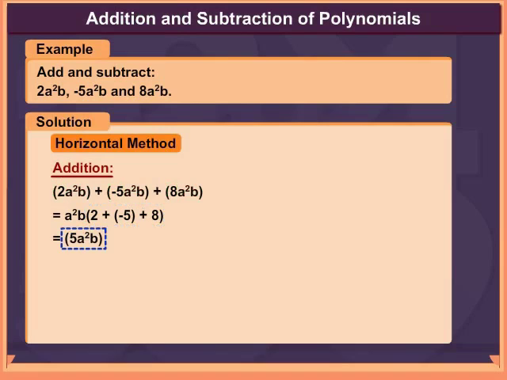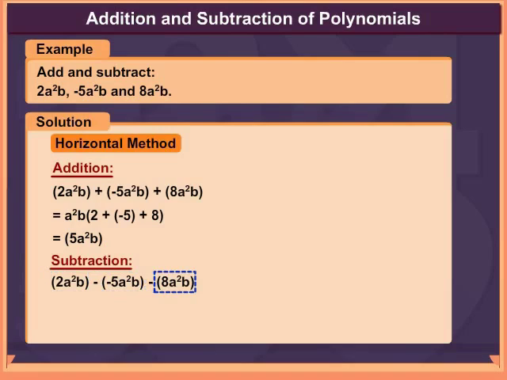Therefore, we get 5a square b. Now we will perform this subtraction. 2a square b minus 5a square b minus 8a square b will be, after taking a square b common, a square b into 2 minus of minus 5 minus 8. Therefore, we get minus a square b. This is the horizontal way of addition and subtraction of polynomials.